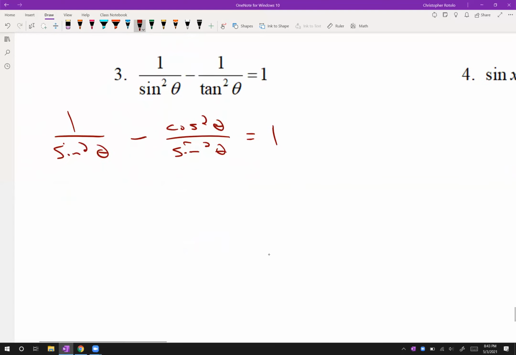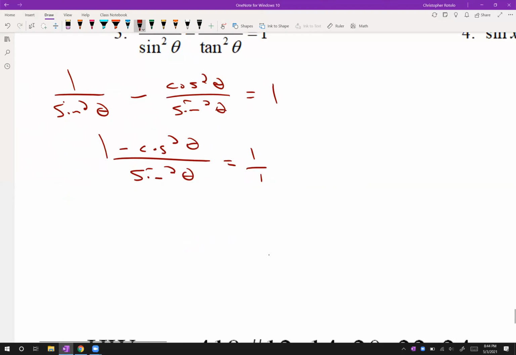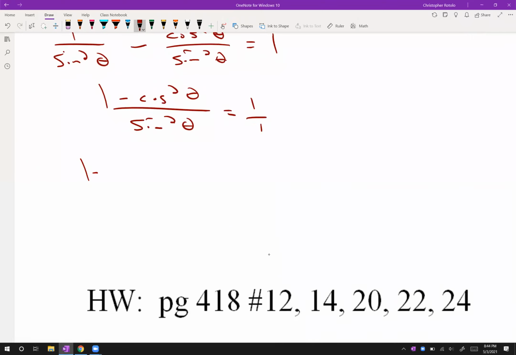So what I'll do is put that numerator together. So 1 minus cosine squared theta over sine squared theta. And it equals 1. I can put that over 1 so we can cross multiply. And watch what happens here. We got 1 minus cosine squared theta equals sine squared theta. All right, so if I add cosine squared theta over, look at where we're at. We're right back to our identity.